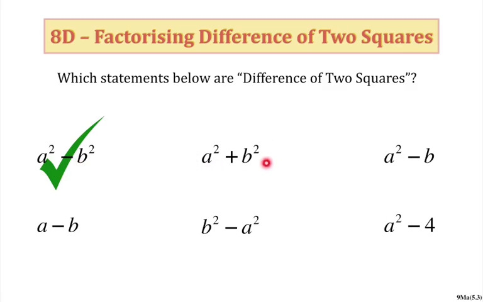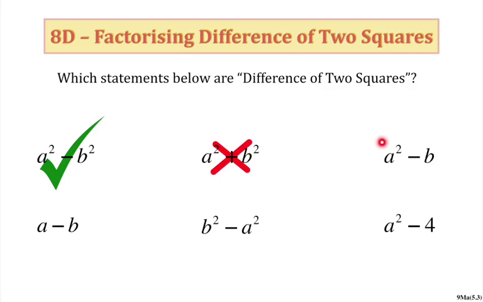Let's look at the next one. I've got two squares. I've got two terms. They're both squared, so they're two squares, but this is not a difference because it's a plus sign. So that is not a difference of two squares.